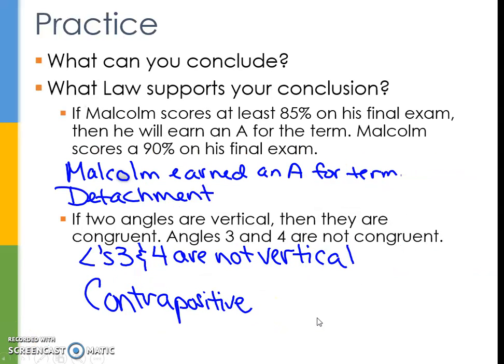Let's look at the next one. If Malcolm scores at least 85% on his final exam, then he will earn an A for the term. Malcolm scores a 90% on his final exam. This is law of detachment because you can write Malcolm earned an A for the term. If two angles are vertical, then they are congruent. Angles 3 and 4 are not congruent. This is an example of law of contrapositive because angles 3 and 4 are not vertical.